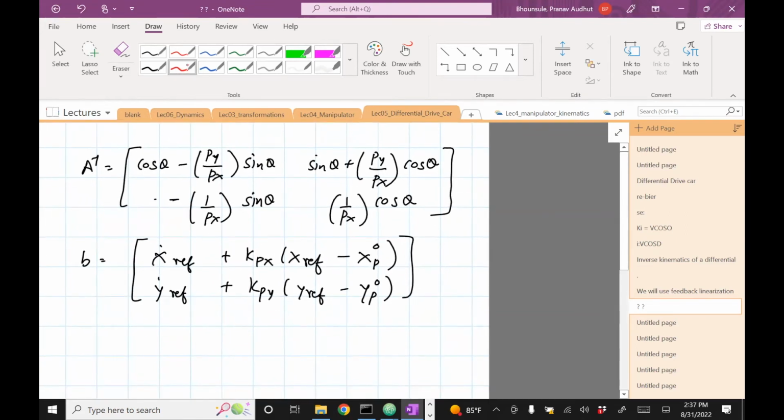First of all, you can see that in A inverse, you have px in the denominator. So if px equals 0, then A inverse will go to infinity. And so you cannot have the point P along with a 0 px distance.